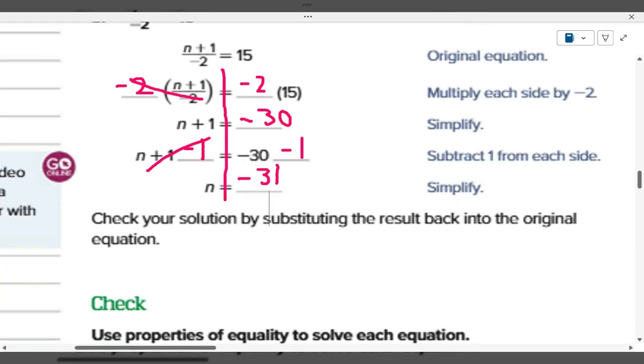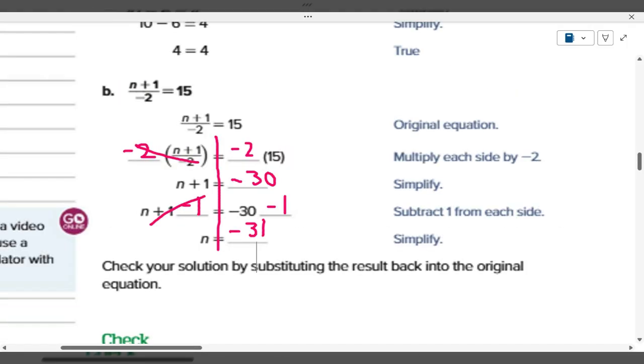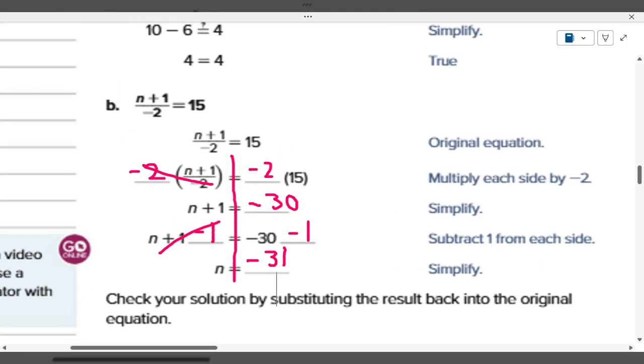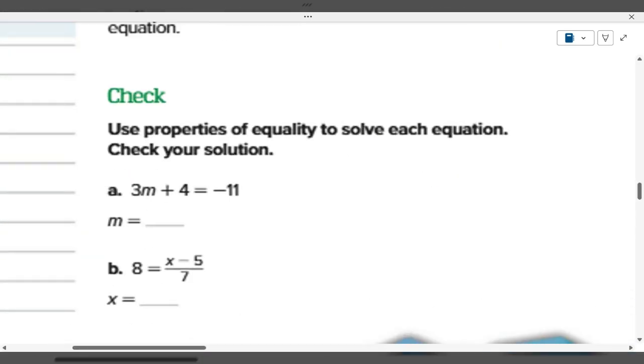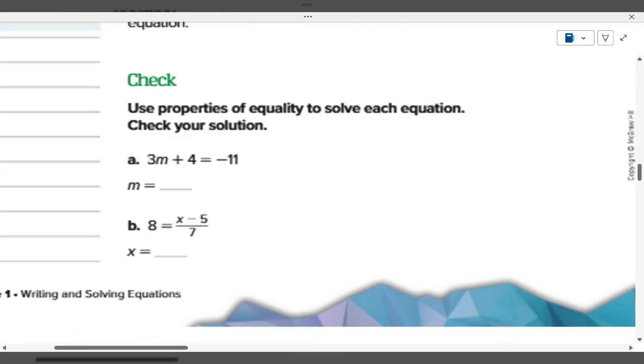All right, so n equals negative 31 is our solution, and we can check that just like we did up above by plugging it back in for n in our equation and simplifying and seeing if our left side would equal 15, just like our right side does. And if it does, then we know that we're correct. I'm not going to do that here, but that's something you can test out if you're curious. Okay, try this check on your own, and we'll go over it in class. Do part A and B.